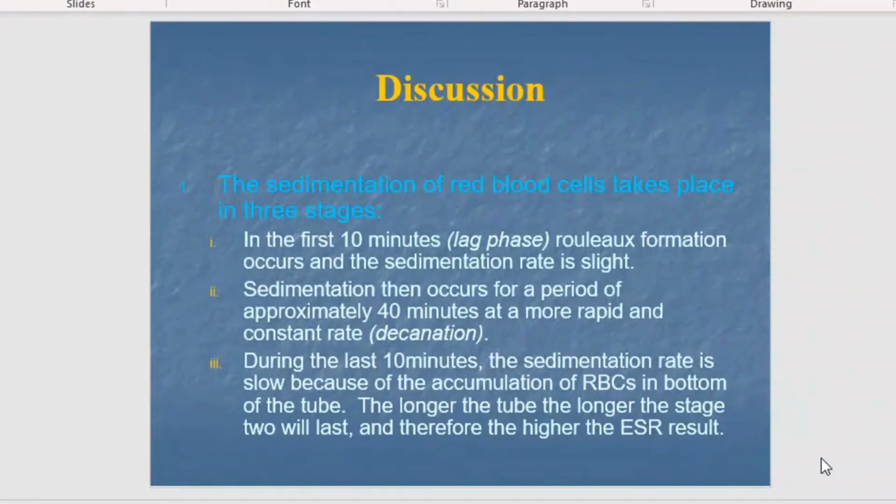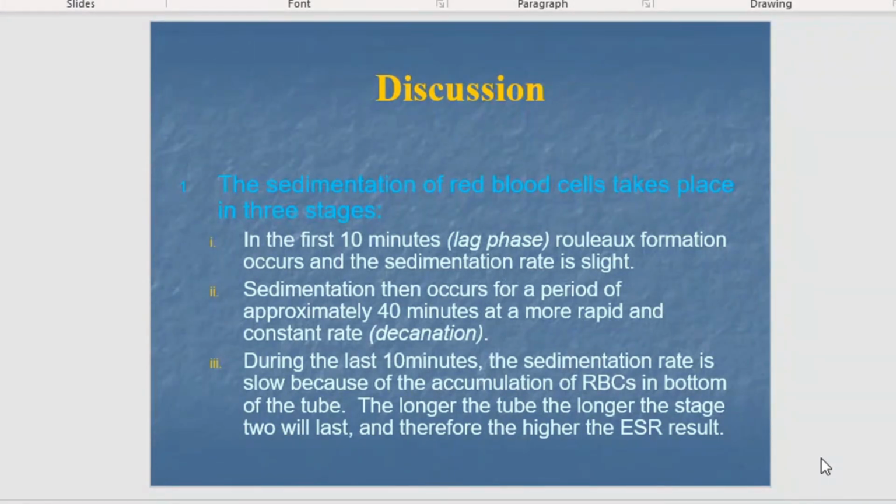And if we discuss, the sedimentation of red blood cells takes place in 3 stages. In the first stage, in the first 10 minutes, rouleaux formation occurs and the sedimentation rate is slight. So you can see a low amount of sedimentation. Then sedimentation occurs for a period of approximately 40 minutes at a more rapid and more constant rate. So that's what we have discussed.